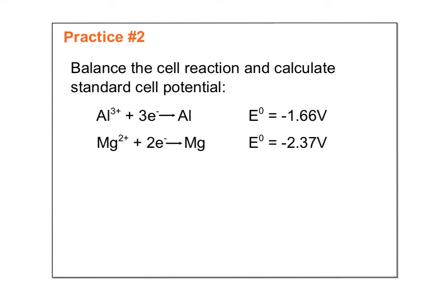All right, here's another one. I would like you to calculate the standard cell potential using that new equation, E reduction at the cathode minus E reduction at the anode. And then I want you to balance the redox reaction. So I want you to set a timer for 2.5, 3 minutes. I'm going to put the answer up in 3, 2, 1.